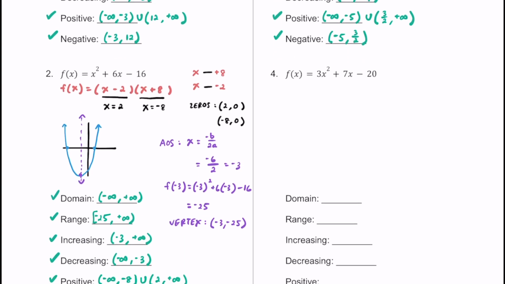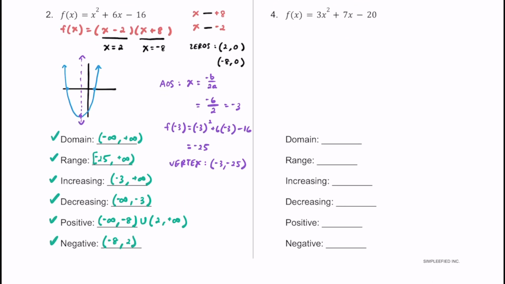Here's one more we can try together. For number 4, we have this function of f of x is equal to 3x squared plus 7x minus 20. So similar to the last example, a does not equal 1, but 3 is prime, which is kind of nice. So we know it has to be factors of 3x and 1x if we can factor this. For the negative 20, maybe we can start with 5 and 4. Let's see if we can make this work.